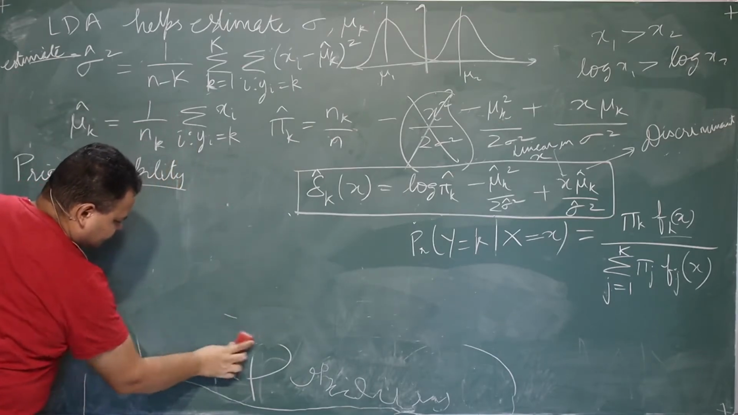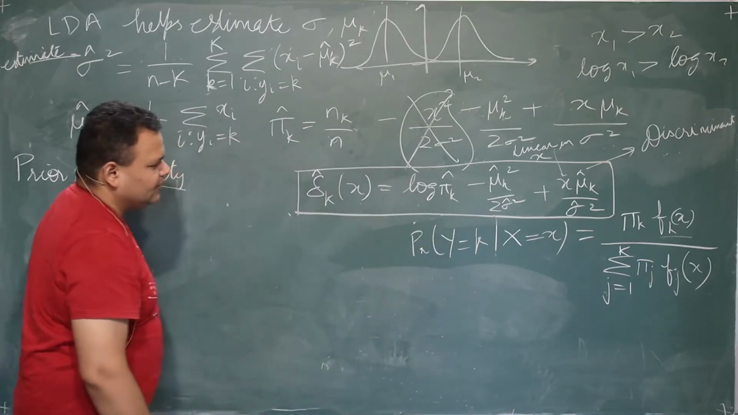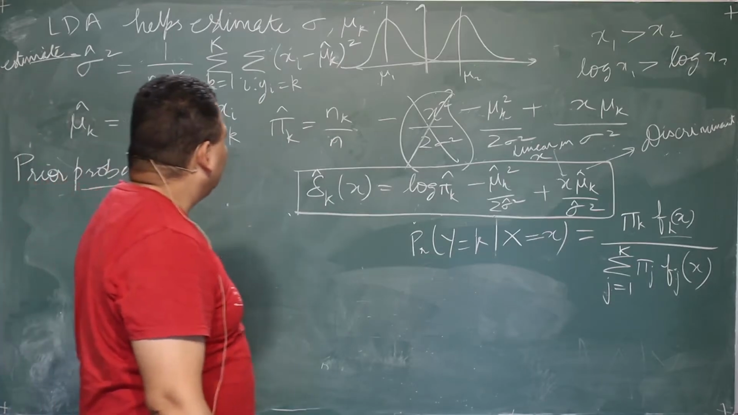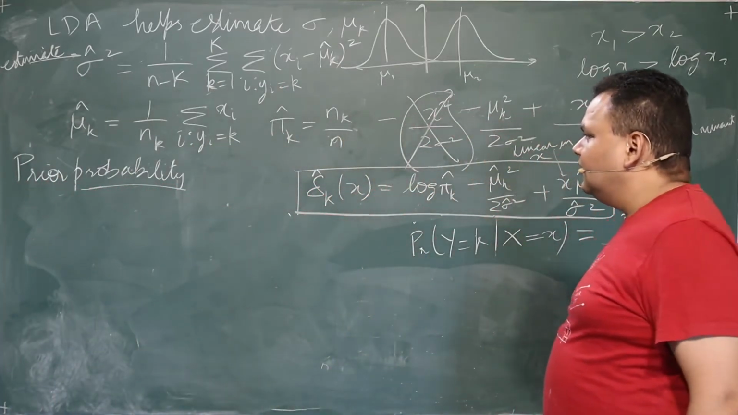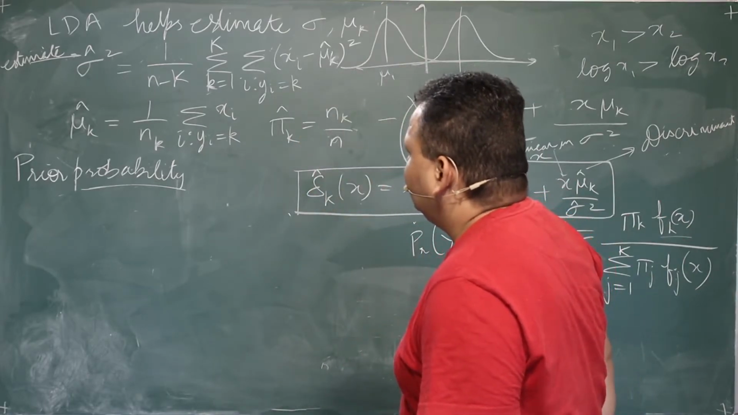Excuse me, sir. Yeah. Sir, in that estimate sigma function, the total entries will be n, but we are doing 1 upon n minus k. Is it an average kind of?